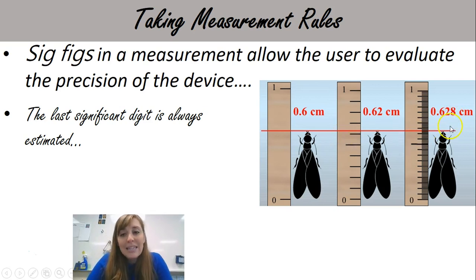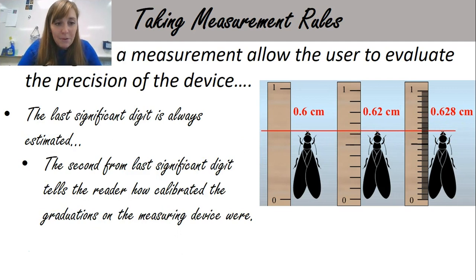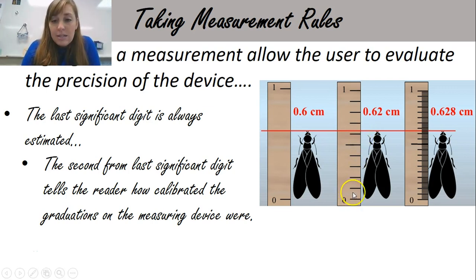So you can see the last digit is always estimated. The second from last digit tells the reader how calibrated the graduations on the measuring device were. So let's look at this digit. Our 2 was estimated because that's the last sig fig. So that means our 6 is in the tenths position, and that's where my graduations are. And you can see I have tenths, 2/10, 3/10, 4/10. These are all a tenth apart.